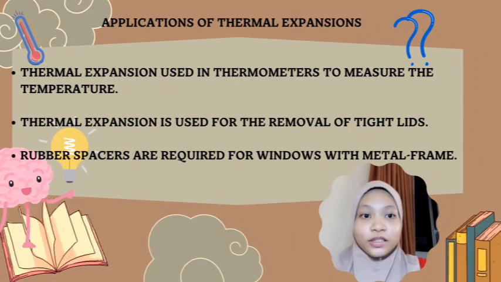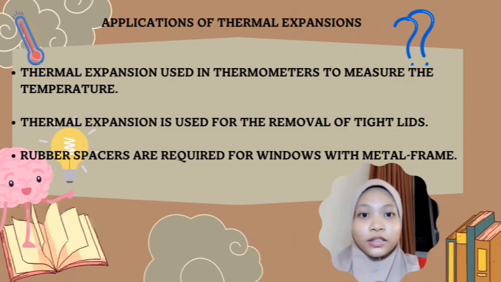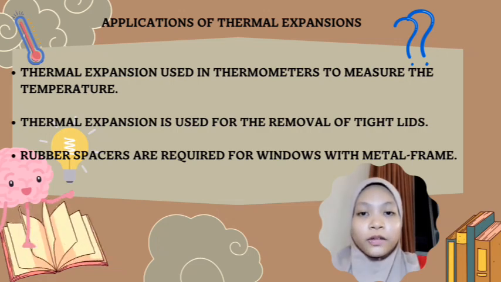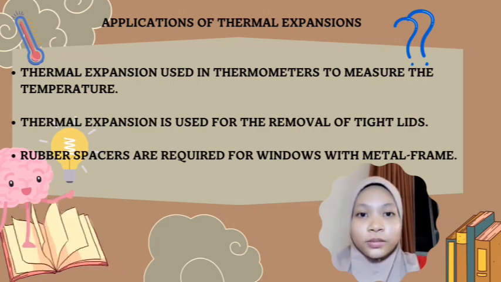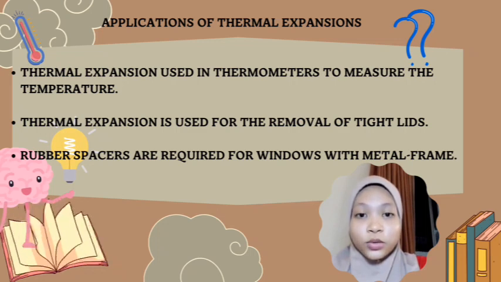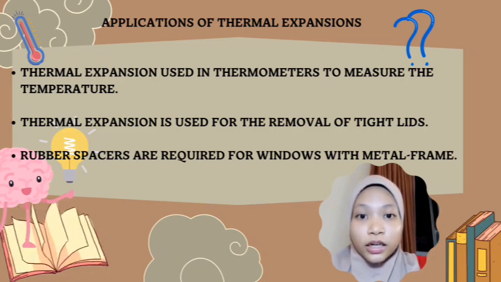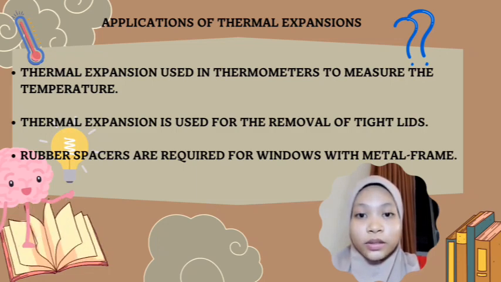Application of thermal expansion. There are many applications of thermal expansion, some of which are as follows. First, thermal expansion is used in a thermometer to measure the temperature. Second, thermal expansion is used for the removal of a tight lid. Third, rubber spacers are required for windows with metal frames.